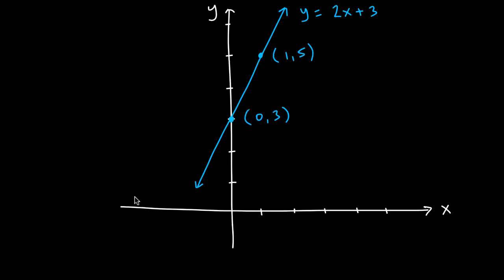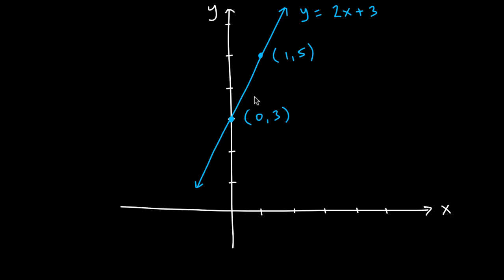Now what we can do with this information is plot them on an xy coordinate plane. To plot (0, 3), I cannot go to the left or to the right, but I can simply go up by 3 units. And when I do, this is my first dot. For the second point, (1, 5), I have to go 1 to the right on the x-axis, and then up by 5 units. So 1, 2, 3, 4, 5. So this is where my second dot is. Now all I have to do after I've drawn these two dots is simply connect them with a straight line. And that is going to be the graph of this equation, y equals 2x plus 3.